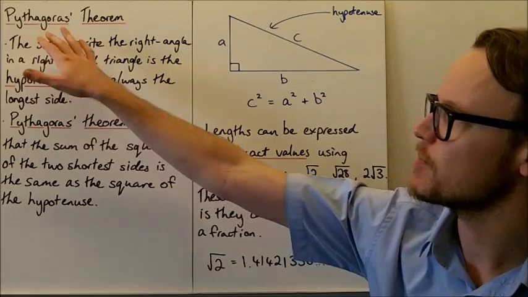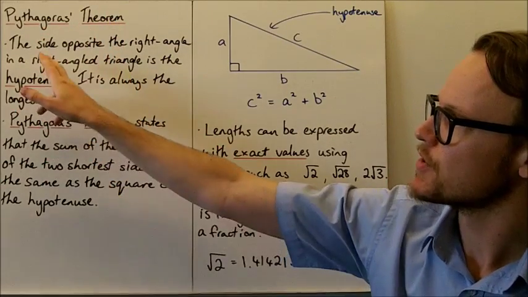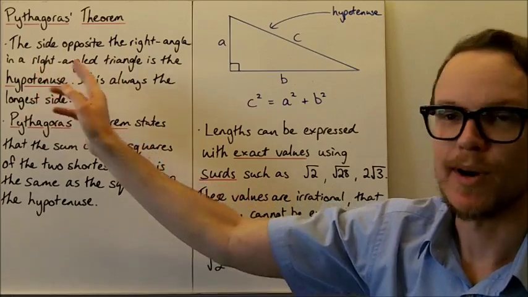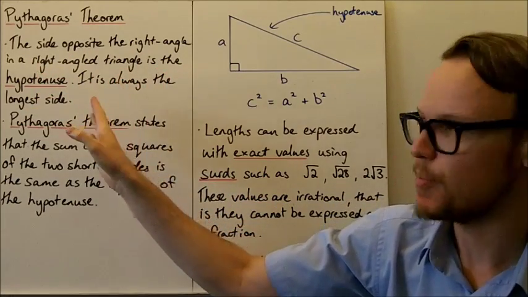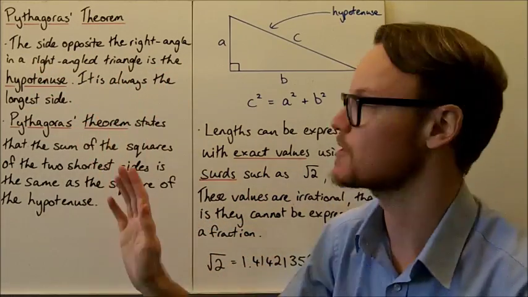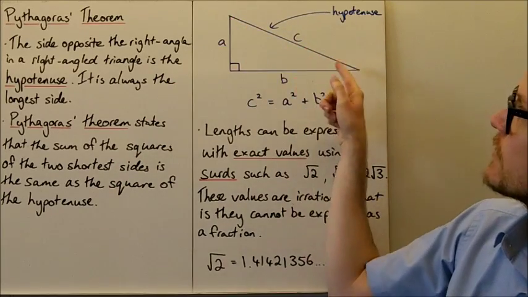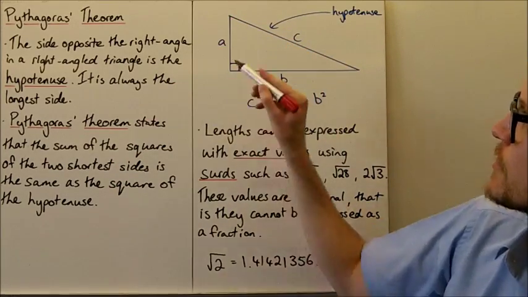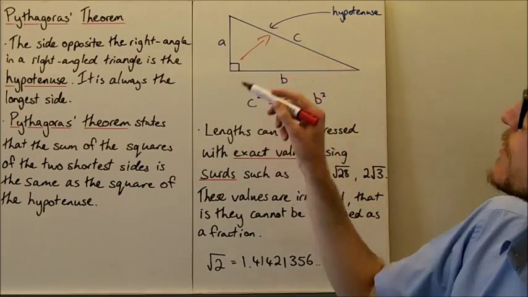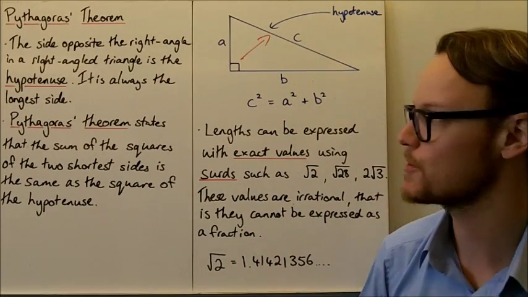Today we're going to look at Pythagoras' theorem. The side opposite the right angle in a right angled triangle is called the hypotenuse, and it's always the longest side. So if we look at this right angled triangle here, the longest side is opposite the right angle. So here's the right angle, and this side is called the hypotenuse.